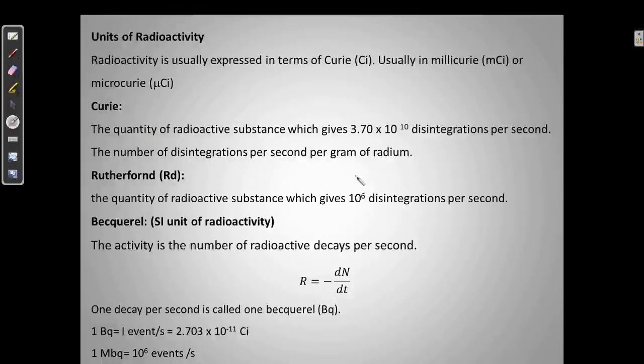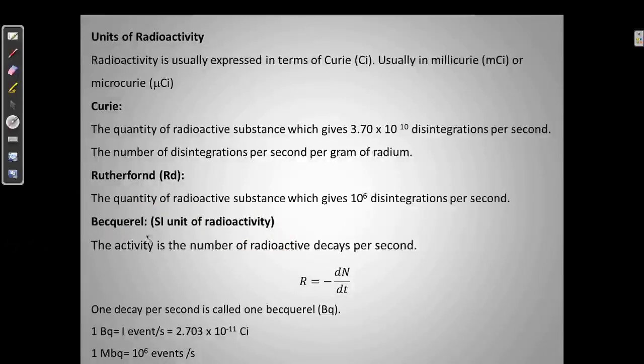So for radium, 1 gram of radium in 1 second gives this much disintegrations. Another unit of radioactivity is the Rutherford, represented by RD, that is the quantity of radioactive substance which gives 10 raised to 6 disintegrations per second. In 1 second there should be 10 raised to 6 disintegrations. That is actually the Rutherford.